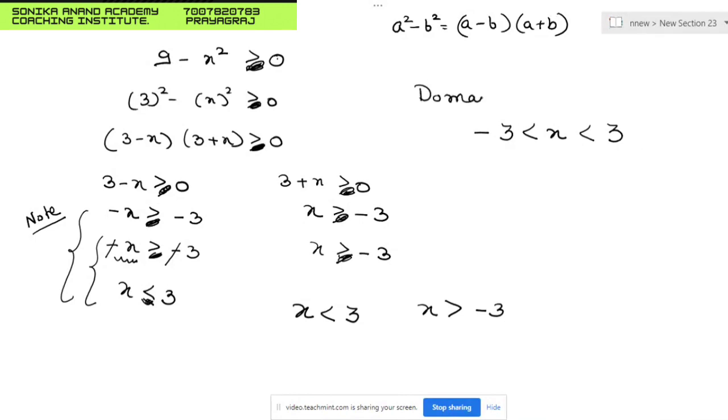This is the domain. Clear? Now, how will we find the range?